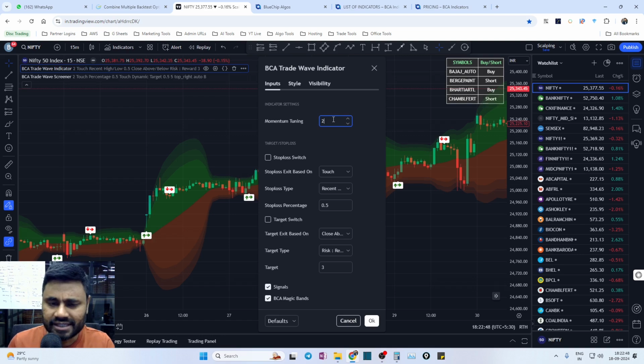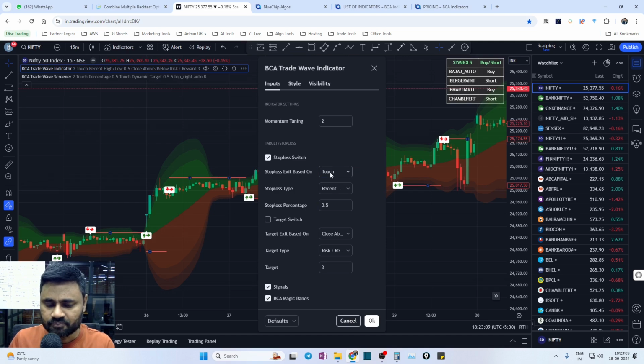So yeah, you can just play with it. You can change it to 3, 4, 5. The signals might come down, accuracy might increase. In some cases both might increase, in some cases both might reduce also. And coming to stop loss and target, when it comes to stop loss, we have given touch or close above below, which means let's take this as an example. Here you got a short call.